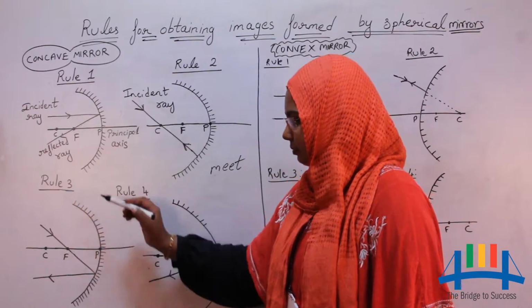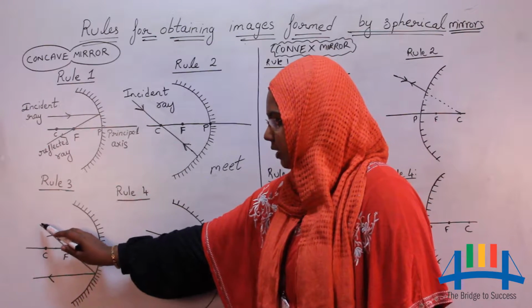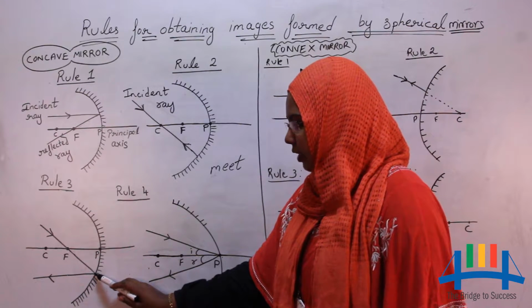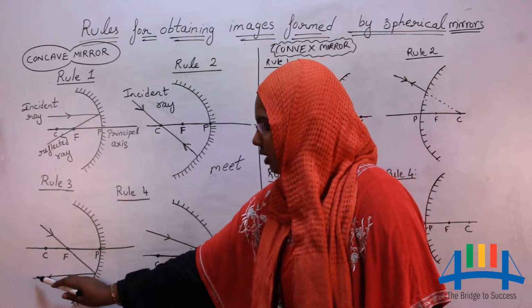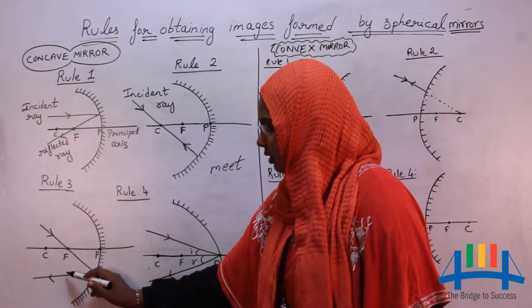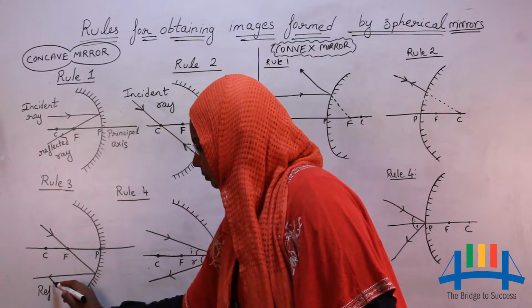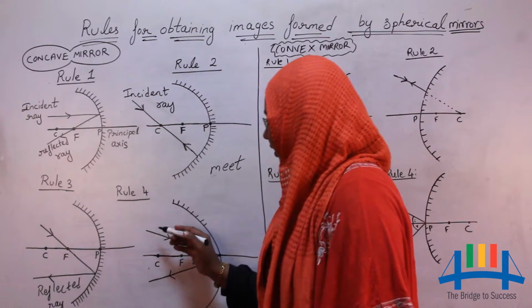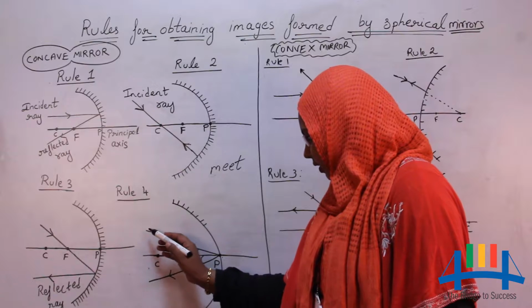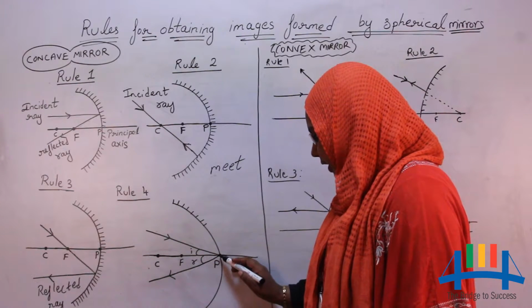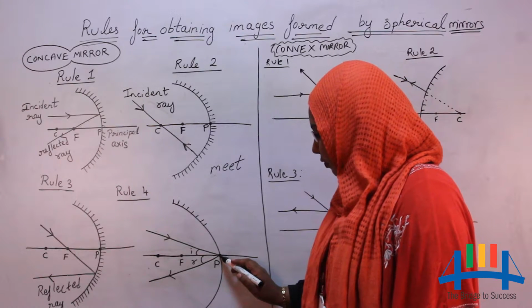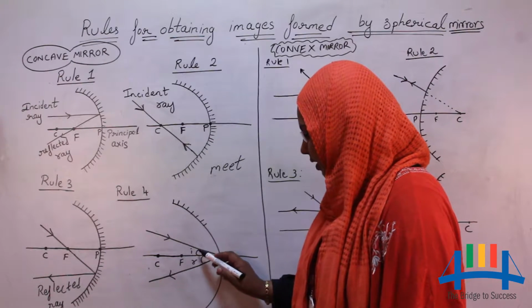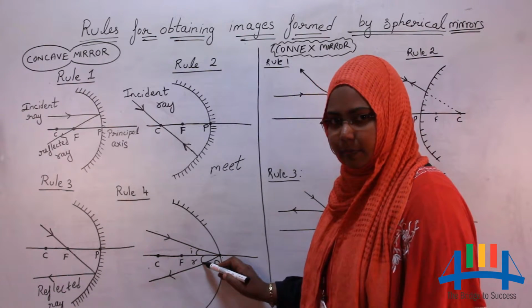Coming to the third rule, according to this rule, when an incident ray of light passes through the focus of concave mirror, after reflection the reflected ray is parallel to the principal axis. So this is the reflected ray. The last rule is, when an incident ray of light is incident at the pole, after reflection it makes the same angle with the principal axis. That means i will be equal to r.